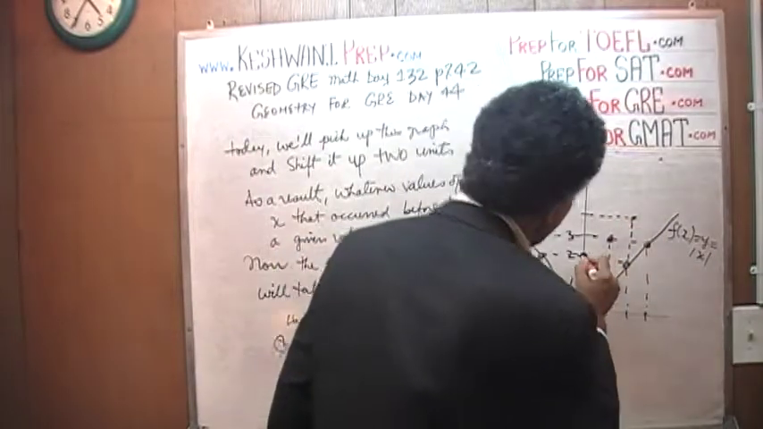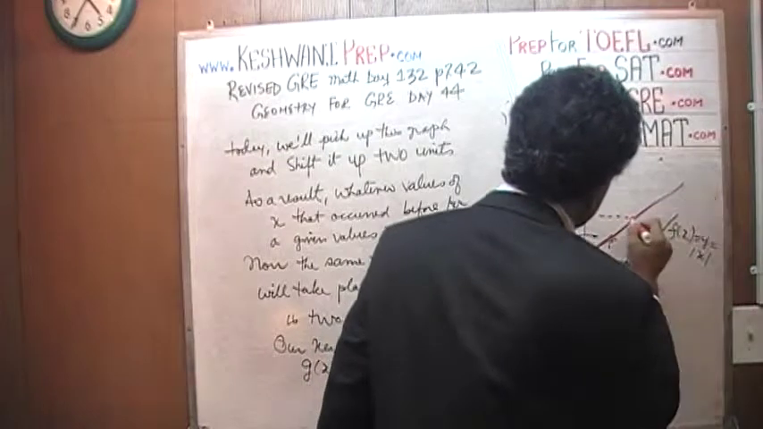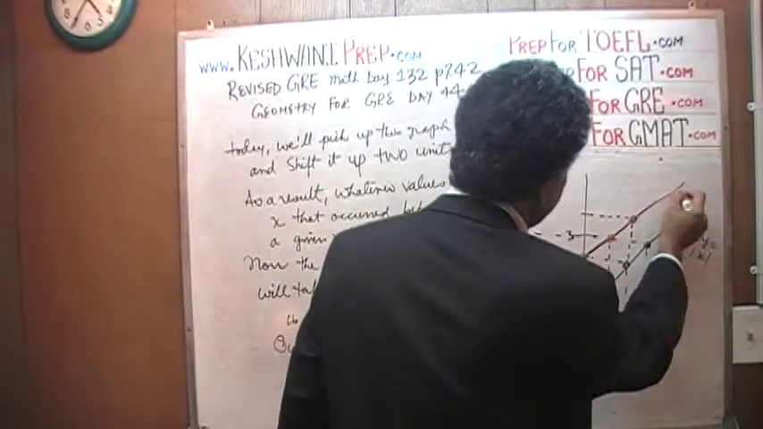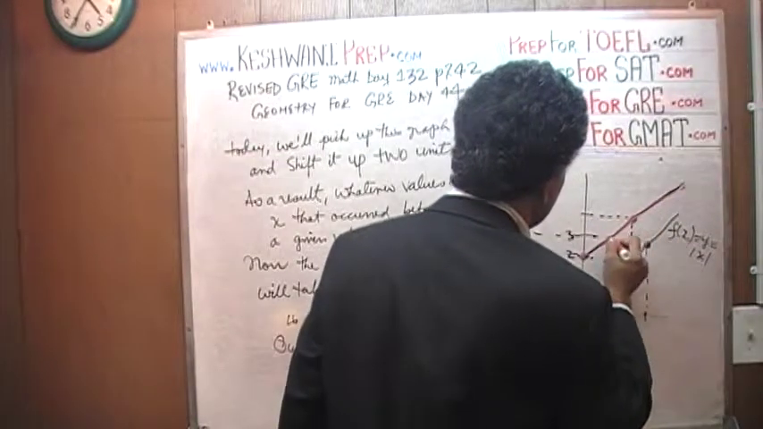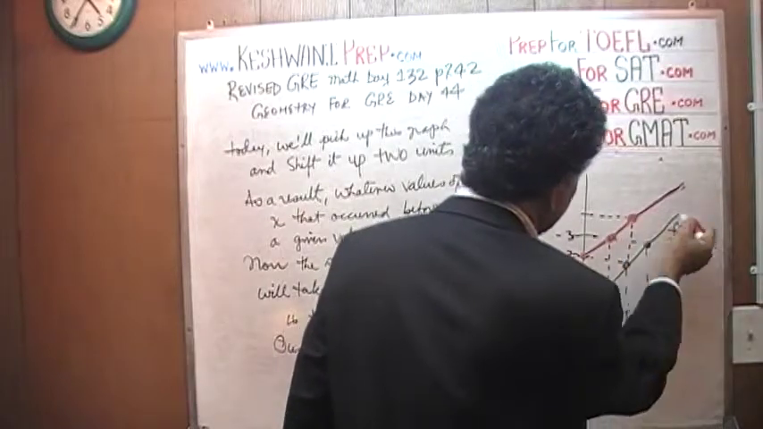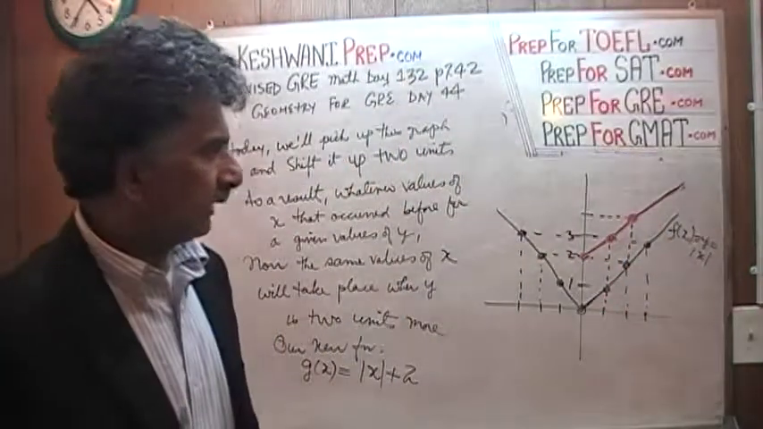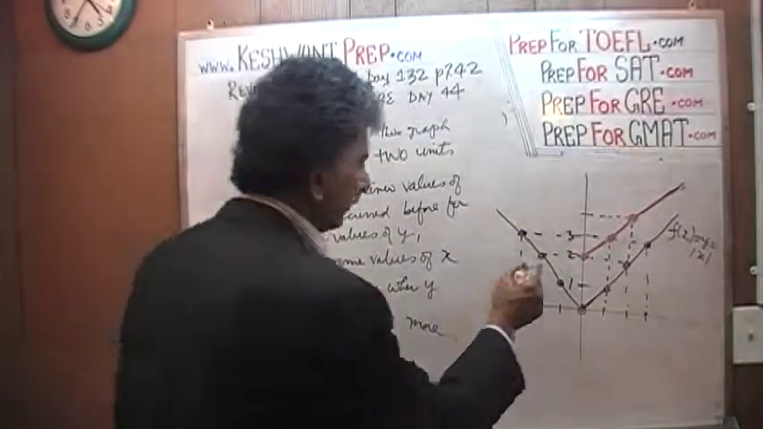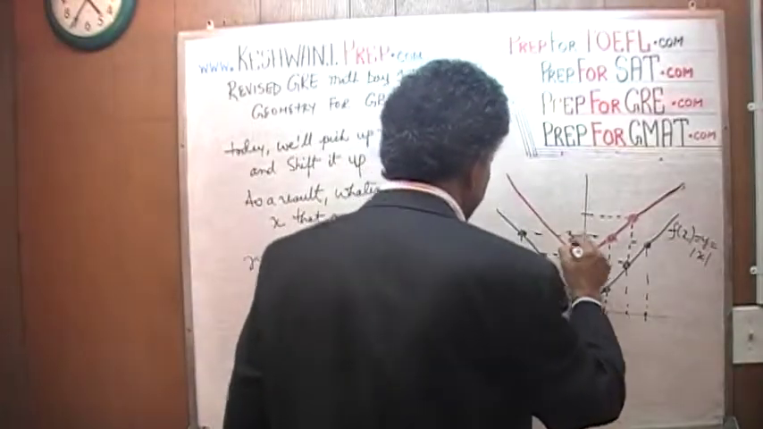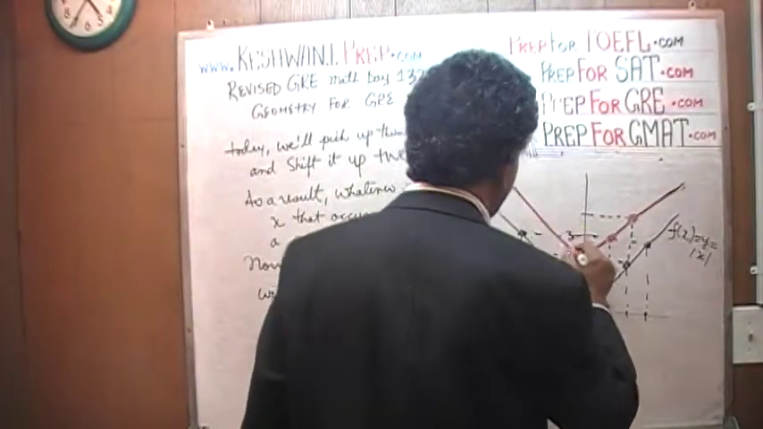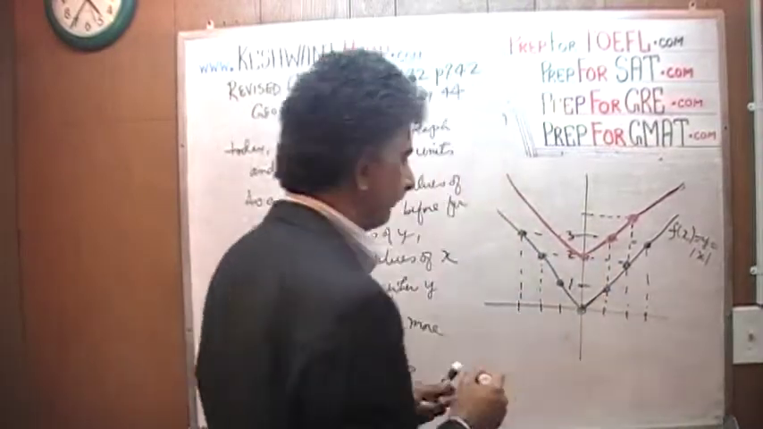As you can see, it's a new graph right here, which is parallel to this line. This red line is parallel to this black line. It's supposed to be parallel; mine is not because it is not drawn very well, but it is parallel to the red line. It's just been shifted up 2 units.